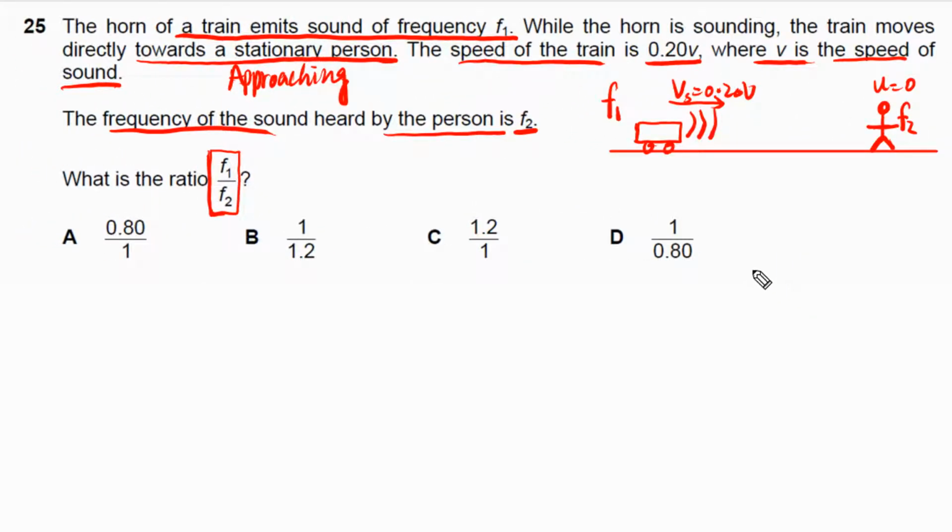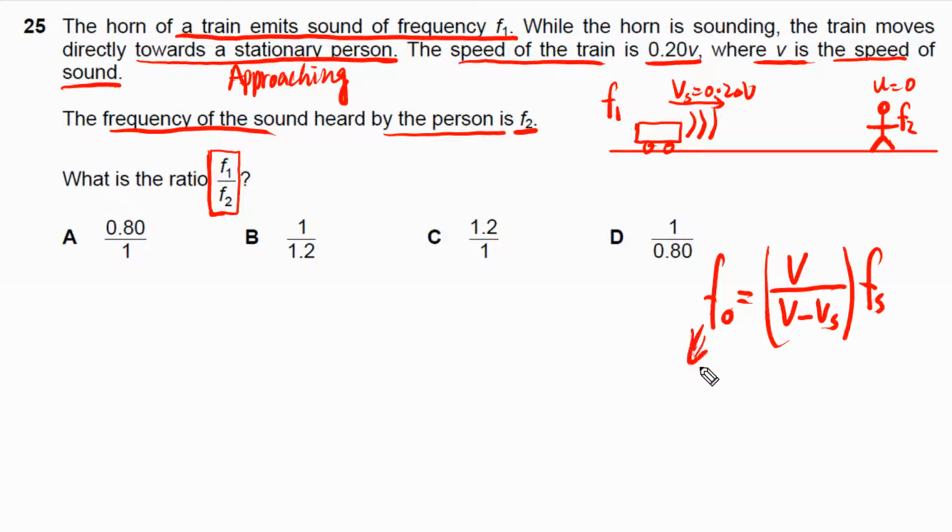Let's try to write down the Doppler equation when the source is approaching the listener and the listener is at rest. Simply we can say the observed frequency in that case will be equal to the speed of sound over the speed of sound minus the speed of source, multiplied by the frequency of source. In this case, f naught is the observed frequency, and in this question the observed frequency is equal to f2.